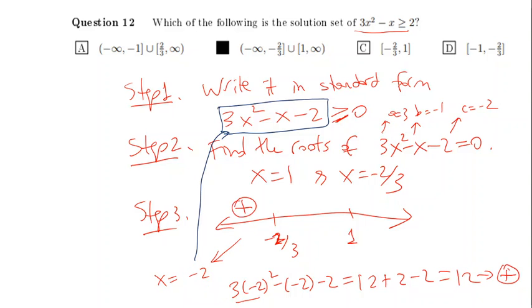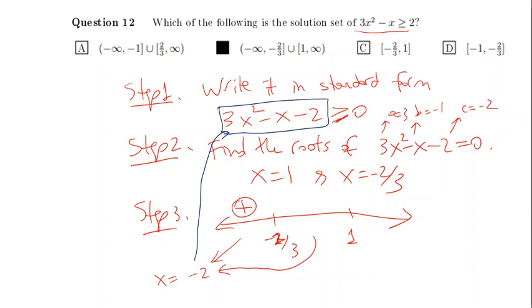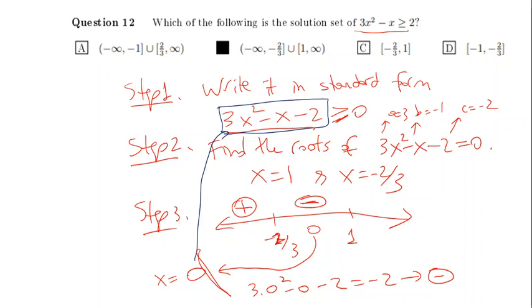Now we do the same thing for this interval. You can take 0, which is somewhere here, and put it in the polynomial. 3 times 0 squared minus 0 minus 2, which is minus 2, so it is a negative value. So I will say this one is negative.